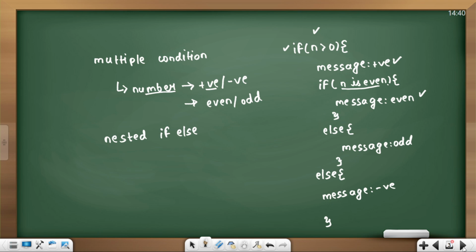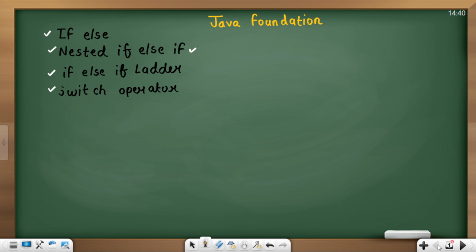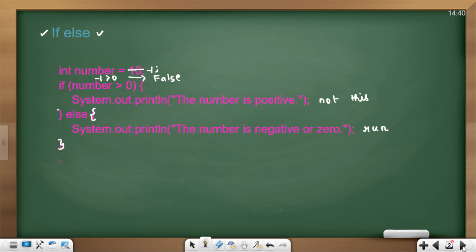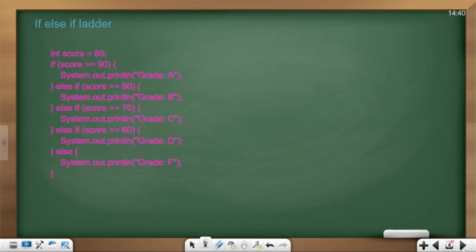Okay, so let's go to our next topic, which is the if else ladder. I hope this is clear to you. Now let's go to the if else ladder. For understanding the if else ladder, I just take a very simple example of a scorecard system. So here I have a score of 85 and I want to check whether it is a grade A score, grade B, grade C or D, or an F grade score.